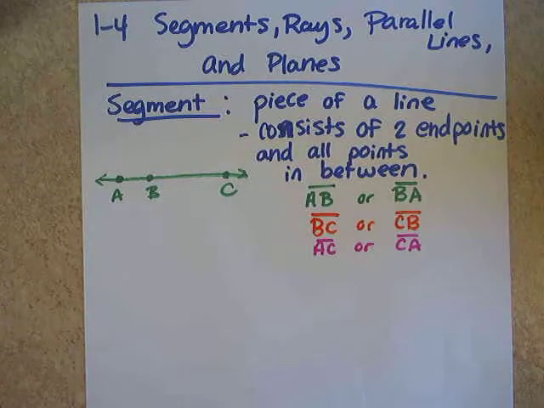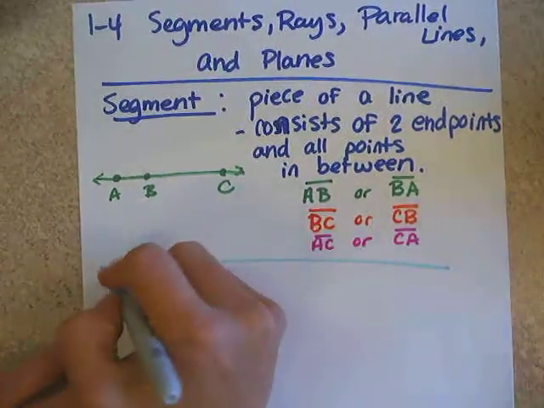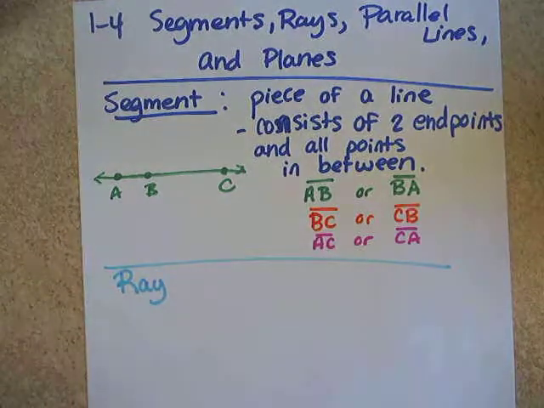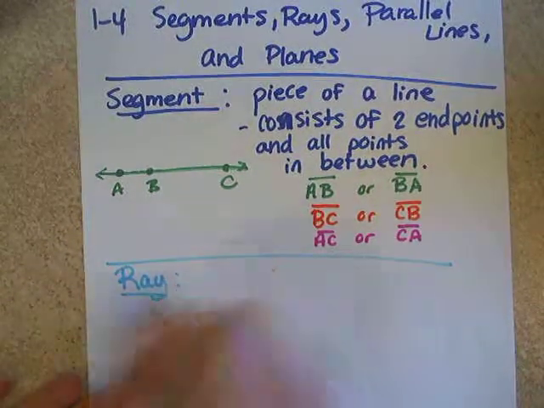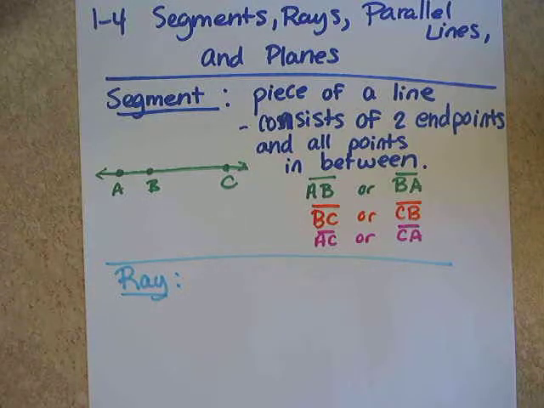Okay. The next thing that we need to talk about would be a ray. What's one of the most famous rays we know of? That's a good example, yeah, X-ray. What's the big yellow thing in the sky? Sun. Off of the sun come rays, right?